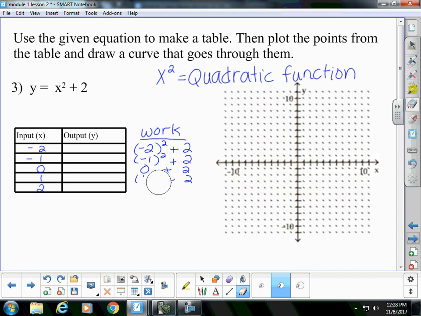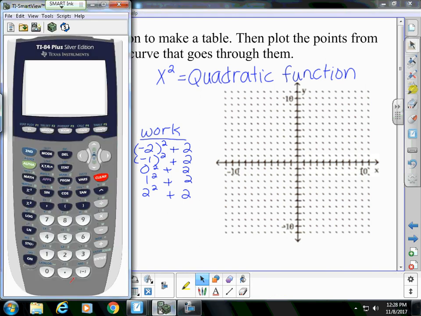Now technically you don't need to have your positive numbers or 0 in parentheses. So 1 squared plus 2 and 2 squared plus 2. And the answers are going to be our outputs. Okay, so I'm going to grab my calculator and I'm going to put those numbers in.